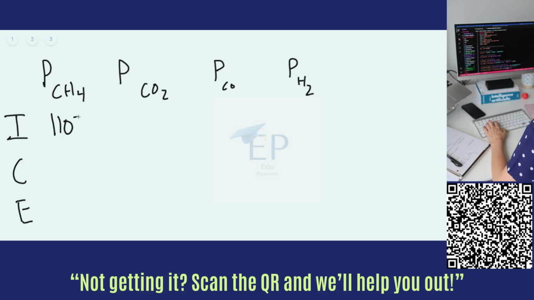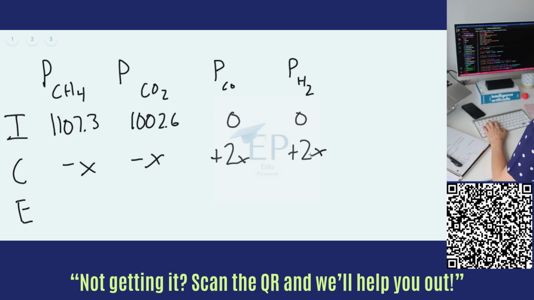So we have 1107.3, 1002.6, and then these both start at 0. We are losing x here, and we're gaining 2x here because of the molar ratios. And so that gives us an equilibrium of 1107.3 minus x for CH4, 1002.6 minus x for CO2, and then 2x for both H2 and CO.